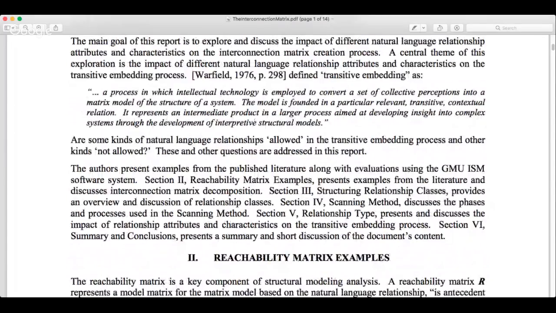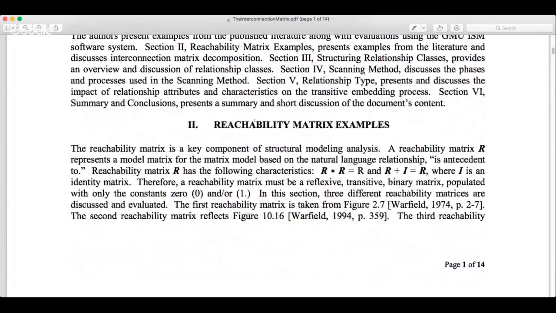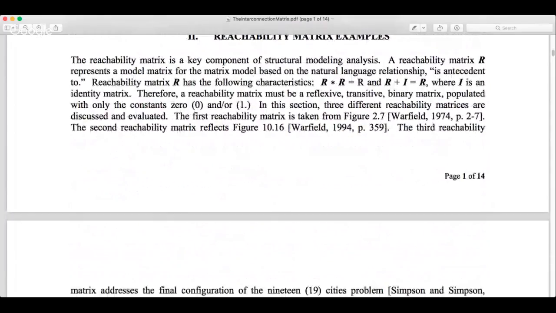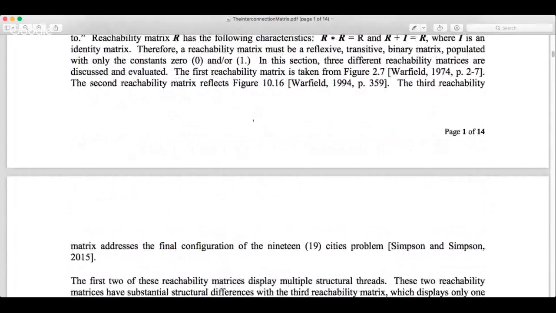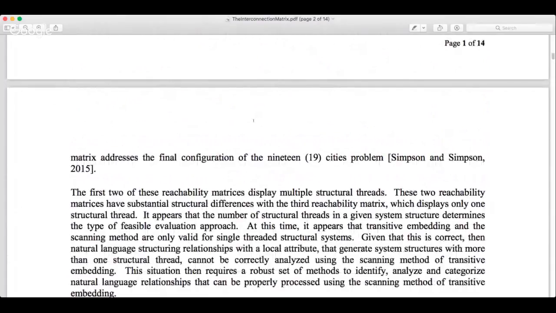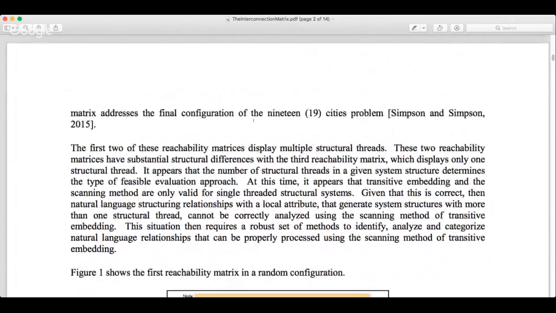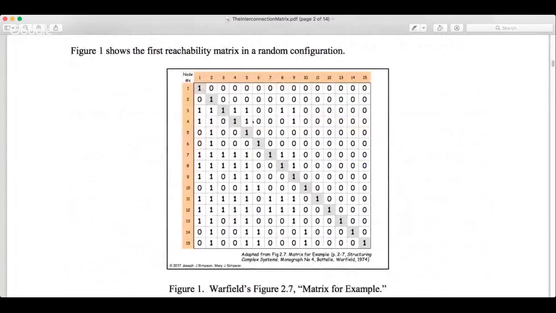And of course, the reachability matrix, I assume everyone is familiar with the reachability matrix and how it works within the structural modeling process. It has a number of roles that it plays and gives you different types of information. It's kind of a matrix model, or a model matrix, for the matrix model of antecedent that precedes. So it's a fundamental type of approach. And so here's the first matrix example that we took from the literature to look at.